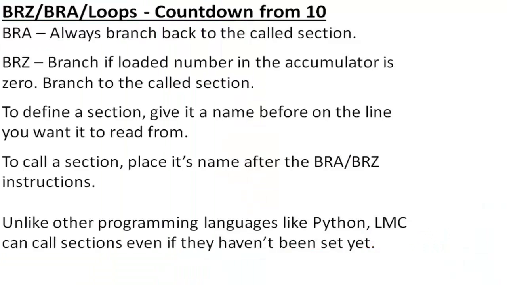We will now go on to loops. This will allow a program to repeat a section of code, and this could also help you in reducing the length of your code and allow you to create more complex things. You can just pause and read all the instructions here, but basically BRA stands for branch always, and this will mean it will always repeat the section of code. And BRZ stands for branch if zero, which will only repeat the code if the number in the accumulator, or the number you just loaded, is zero.